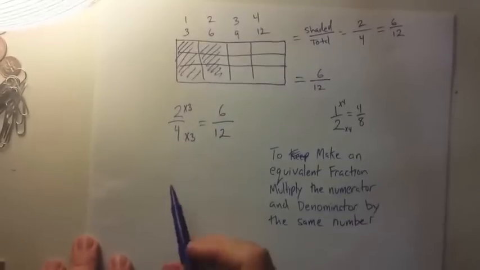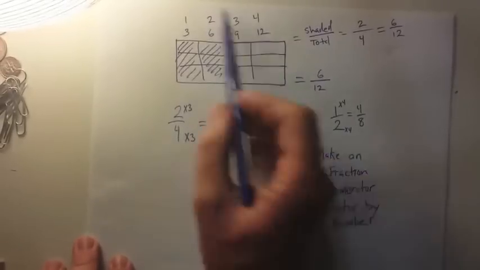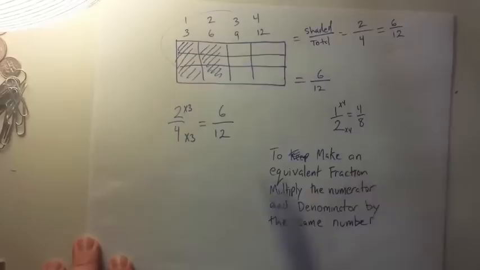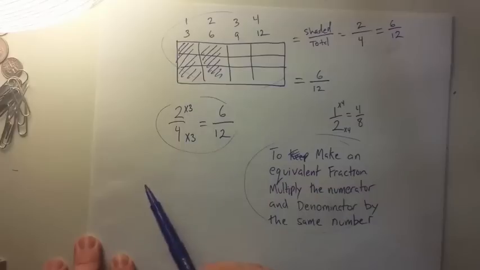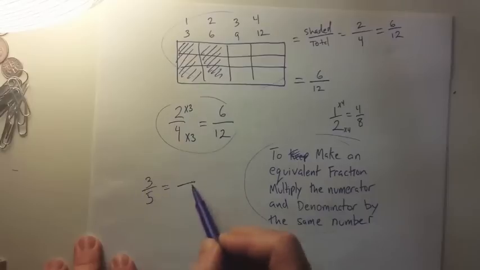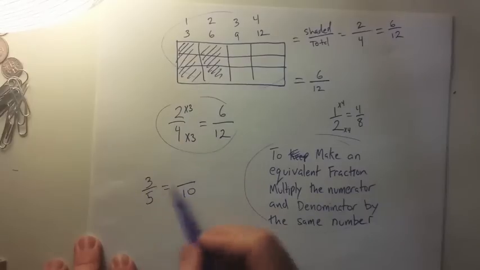Now, questions you're going to see. Oh, by the way, I think that this should be in your notes. This should be in your notes. And probably this as well. Okay? Now, by the way, the problems that you're going to see are going to look like this. 3/5 is equal to what over 10? We got to make these equivalent fractions.